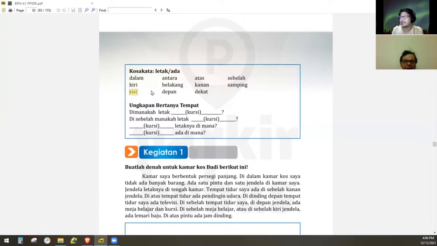And then dekat. What is dekat? Next to. Close. Yes, close. Next to is like samping. Dekat is like near or close. Close to a thing.